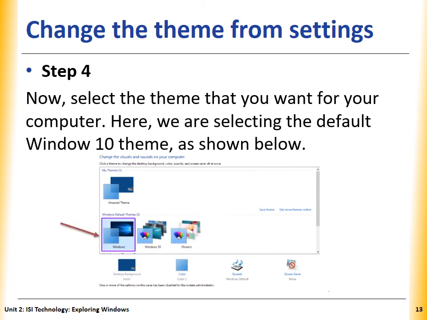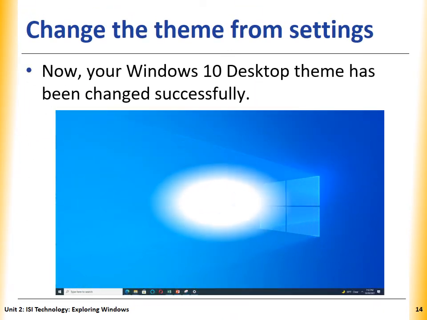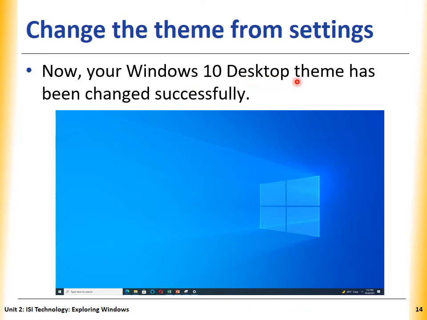The last step, step number 4. Now select the theme that you want for your computer. Here we are selecting the default Windows 10 theme as shown below. So this is the default Windows theme. I can choose this if I want, or this if I want, or this one is an unsaved theme. So it's up to you. After doing this, your Windows 10 desktop theme has been changed successfully. It will look like this or something like this, okay?